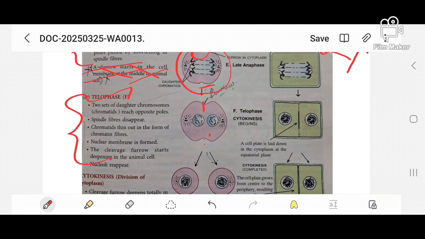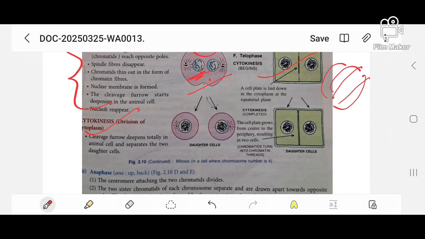Two sets of daughter chromosomes reach opposite poles. Now these are daughter chromosomes, this one and this one. Spindle fibers disappear. The spindle fibers we have seen in this position disappear in this way. In plant cells also. Now the nuclear membrane is formed. The cleavage furrow starts deepening. This is a deep furrow. Nuclei reappear.